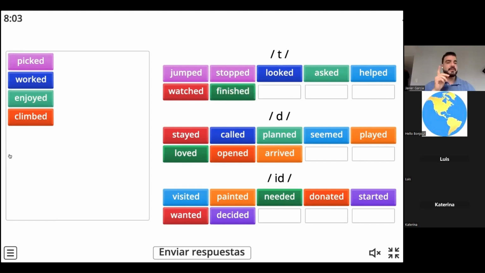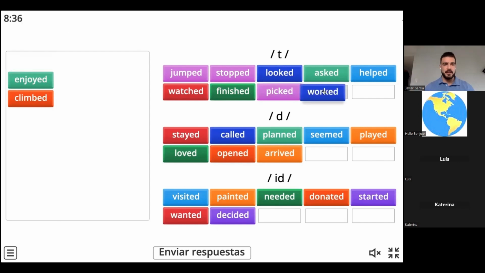What about this word? So the present tense of this word is pick. Right? And now let's put it in the past tense. Picked. Where do I put this word? Yes, help me. Picked. In the T. Yes. Picked. That's right. T. What about this one? Work. Past tense would be worked. Where do I put it? In the T. The T. Very good.